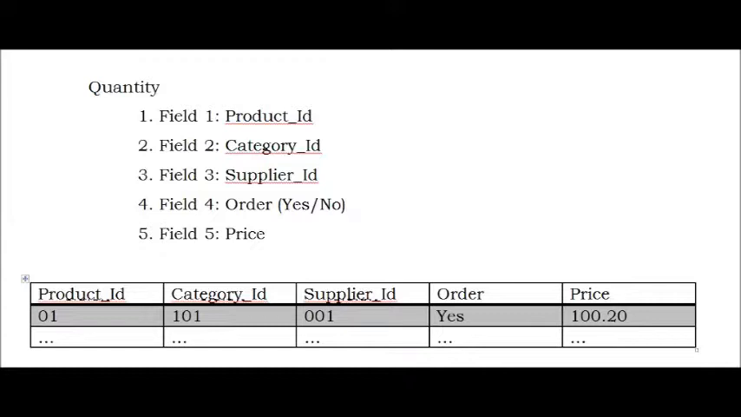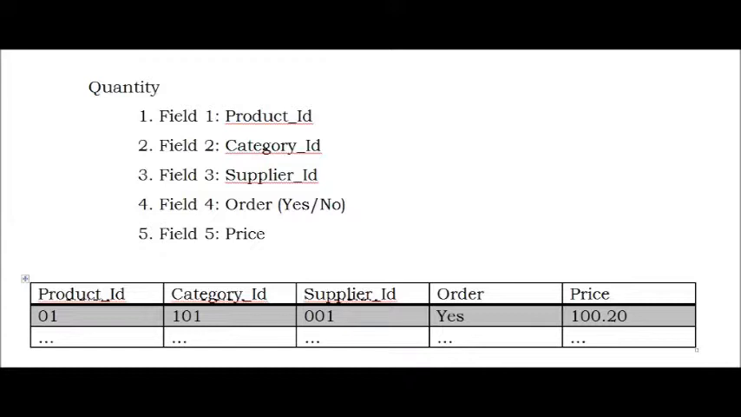we have the product ID, category ID, supplier ID, order, and price. I've set this because the product ID, category ID, and supplier ID are the primary keys of other tables. So they have broken lines under them because we use them as foreign keys here.